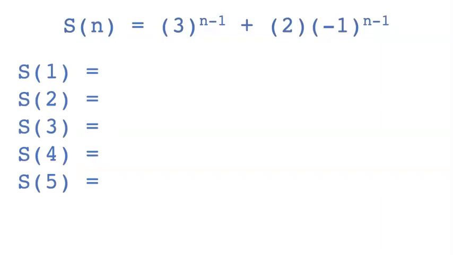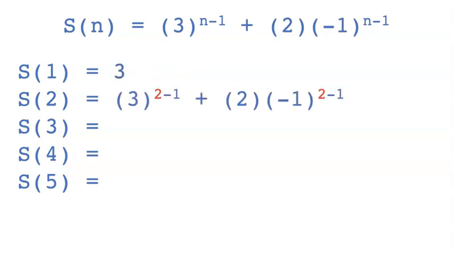Let's test it out by computing the first 5 values in the sequence like we did in the previous video. So for n equals 1, 1 minus 1 gives us an exponent of 0. Anything to the power of 0 is 1. So we have 1 plus 2 times 1. 1 plus 2 is 3. Now for n equals 2, the exponent is 2 minus 1, which is 1. Everything to the first power is just itself. So we have 3 times 2 times negative 1. 3 minus 2, which is 1.